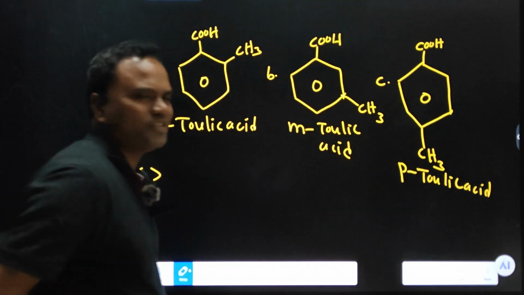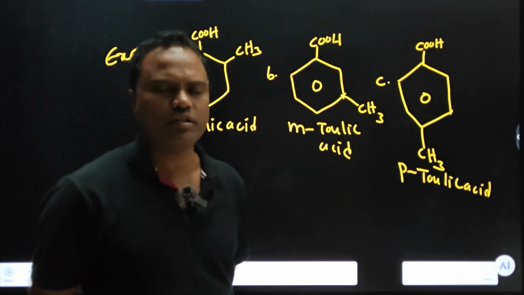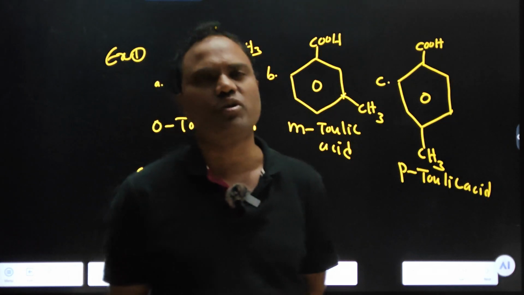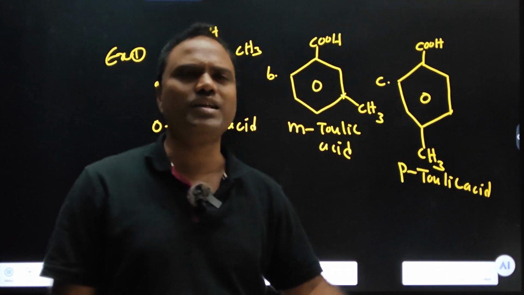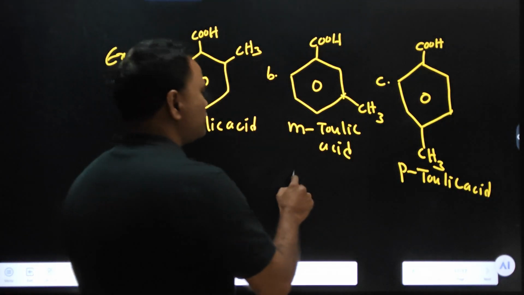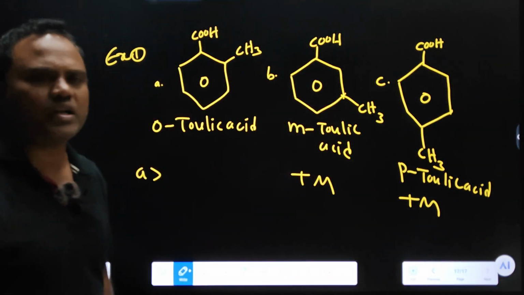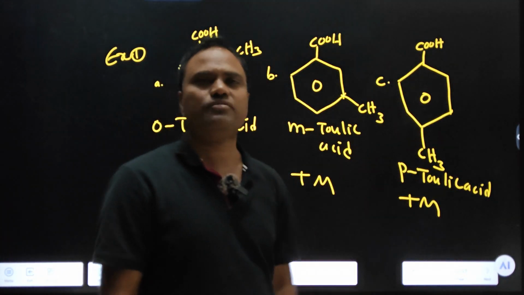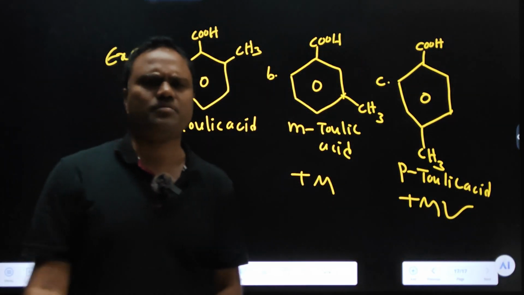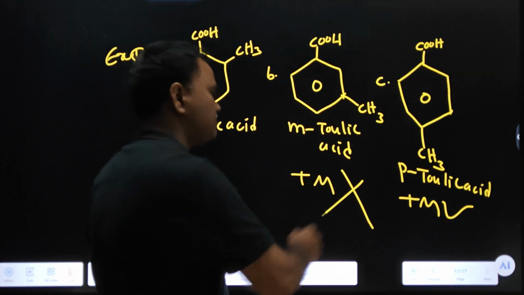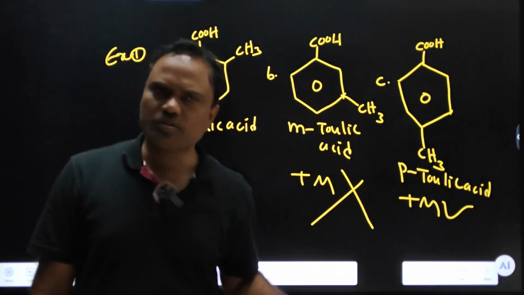Between these two, which is more acidic? I said to consider CH3 as a plus M group, a donating group. Actually its effect is hyperconjugation. Positive hyperconjugation is donation only. Consider it as plus M through hyperconjugation. Here plus M, here also plus M. But in which will plus M work? This is para position. Plus M will work in para position. Plus M or minus M will not work in meta position. Remember, in meta position, plus M does not work, minus M does not work.